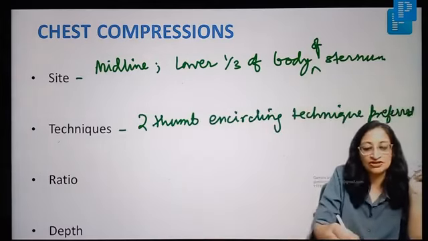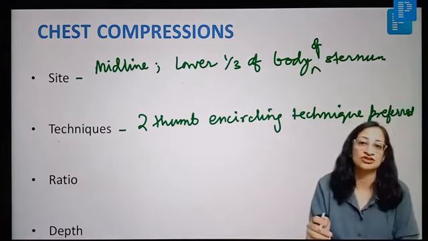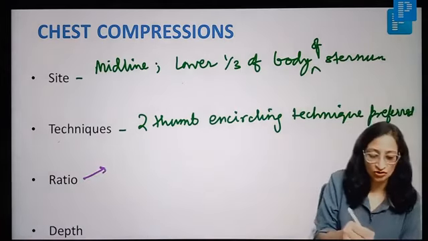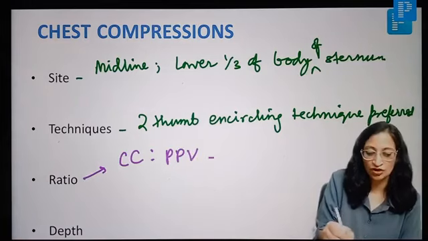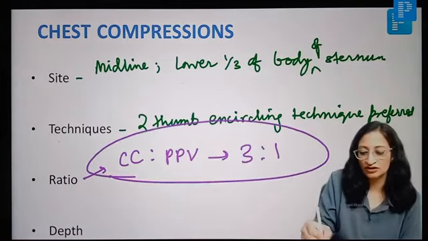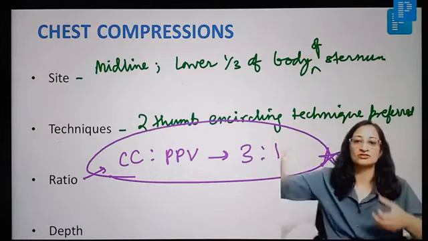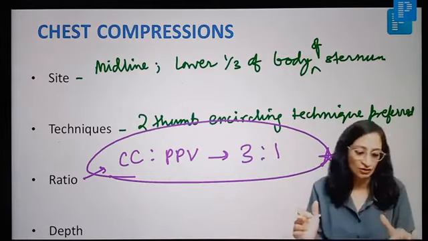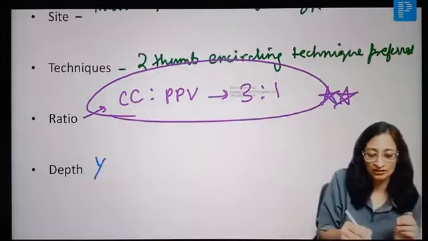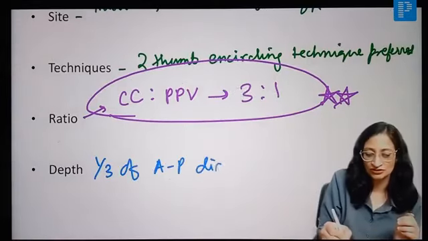The ratio. Whenever you are giving chest compression, remember you also have to give positive pressure ventilation. So what is the ratio? The ratio of chest compression to positive pressure ventilation is always 3:1. That means you give 3 chest compressions, 1 breath. So 1 and 2 and 3 and squeeze. 1 and 2 and 3 and squeeze. Like that, you give 3 chest compressions and 1 breath. The depth should be 1/3 of the anteroposterior diameter of the chest.